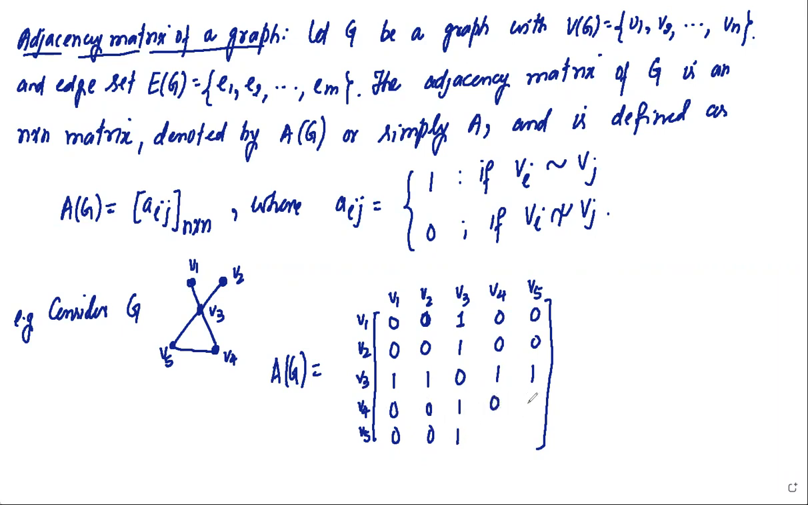And now for this entry, we will check whether V4 and V5 are adjacent. V4 and V5 are adjacent, so we have 1 here. V5 and V4 are adjacent, we have 1 here. And V5 is not adjacent with V5, so we have 0 here. Therefore, in this way, we can construct the adjacency matrix. So let's write certain observations that we can clearly see.